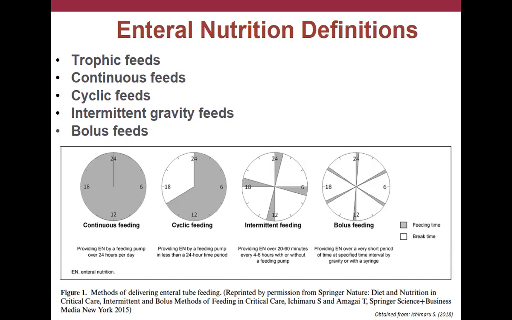Intermittent gravity feeds. So the top 3 use a feeding pump. The intermittent gravity feeds do not use a feeding pump. It is simply gravity. We pour it into a bag. Gravity will drip it through the feeding tube. These usually last 20 to 60 minutes and it's scheduled like meals. So it might be 2 cartons at breakfast, 2 at lunch, 2 at dinner, or something like that. And so this is a really nice regimen for patients to go home on because it's more realistic for life.